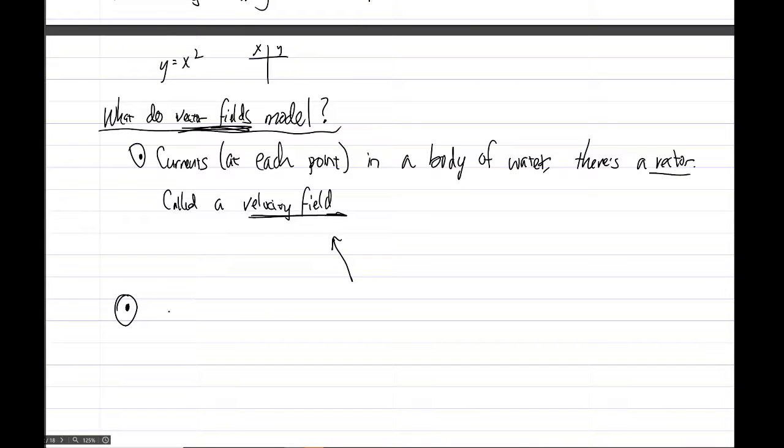Let's have another. So that's example one. Let's look at example two here. How about currents, again, at each point in 3D space? And what would this be a current of? Well, if you're in 3D space, probably wind.